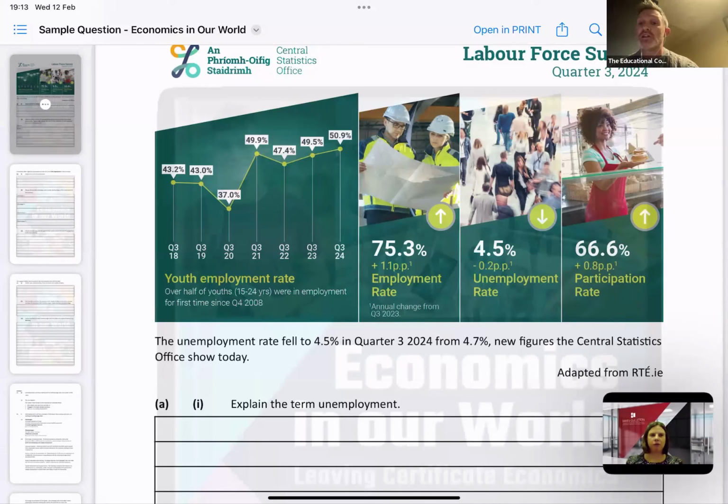So the unemployment rate fell to 4.5% in Q3 2024 from 4.7%, new figures from the Central Statistics Office show today. So again, it replicates what's been shown in the infographic above. That's the topical part of it. And then the old economics that doesn't change. From that, they could be asked, explain the term unemployment.